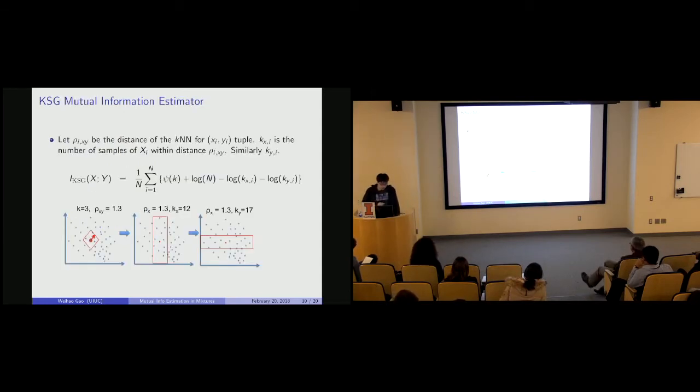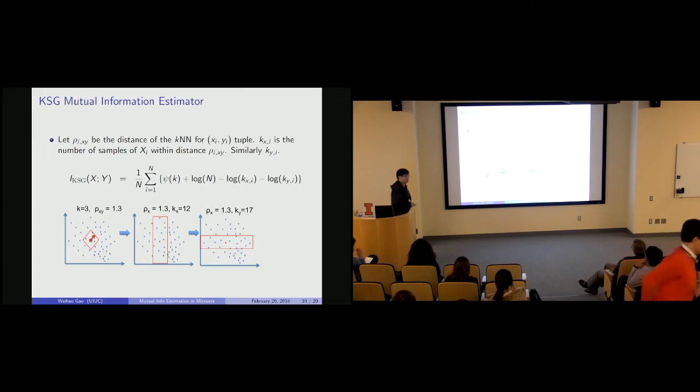So what we do is we start from the very classical mutual information estimator for the continuous case, which is called the KSG estimator. This estimator is based on the K nearest neighbor method. So we pick a hyperparameter K, and for each node, we find the K nearest neighbor distance, which we call rho xy. The next step, we keep rho x, the x distance, same as rho xy, and we count how many samples whose x distance is smaller than this quantity. We call it kx. Here, kx is the number of samples between these two lines. Similarly, we get ky.